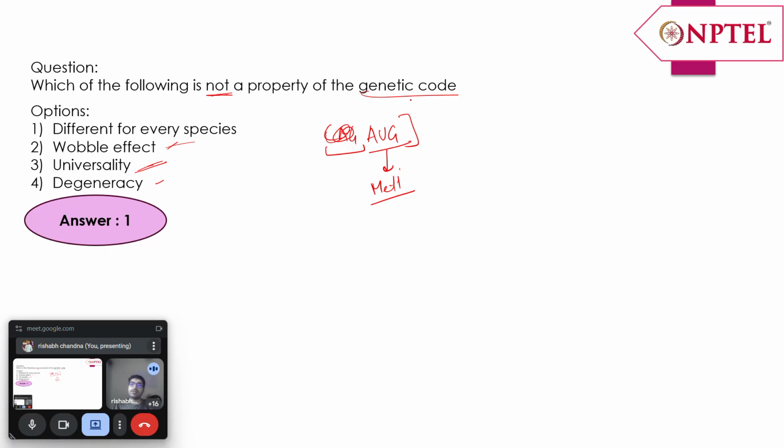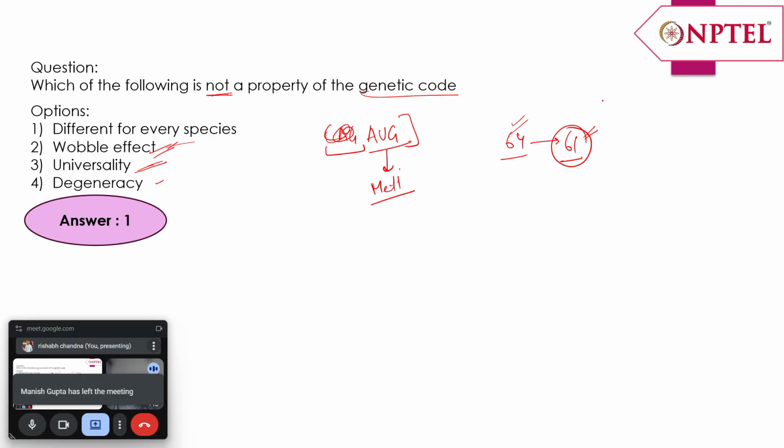The second one is the wobble effect. Wobble effect is basically, as you know, that the number of codons is 64. There are three stop codons, leaving 61. So the total number of tRNAs for this particular group must be 61. But the number of tRNAs is actually less than this.